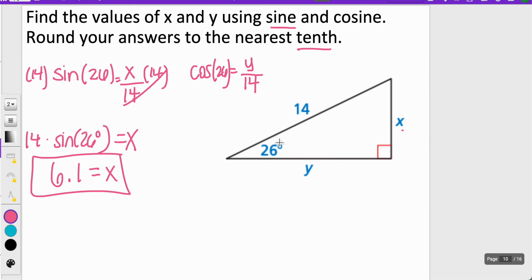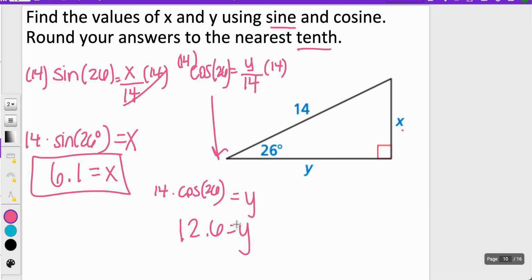For my y, that has to deal with cosine because it's adjacent to the 26. So again, multiplying both sides by 14. So I'll have y, I'm going to bring this down here to get more room, is equal to 14 times cosine of 26. Okay, so 26 cosine and then 14, 26 times cosine times 14 is about 12.6 rounded to the nearest tenth. Okay.